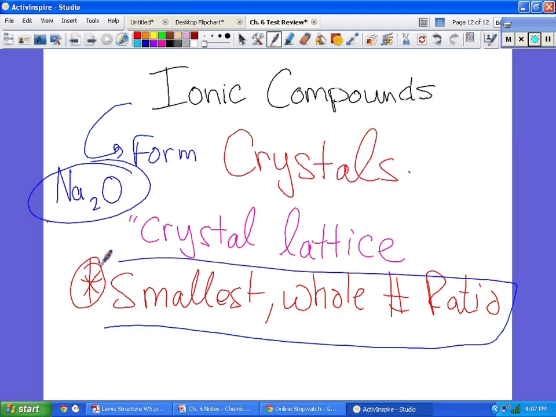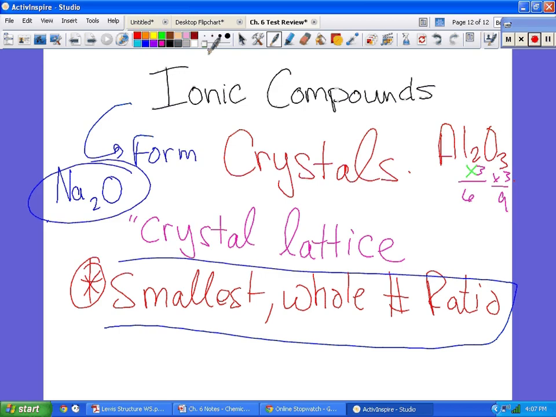Bottom line. You could even go as far as Al2O3. So every time I give you 2 aluminums, how many oxygens? 3. If I gave you 6 aluminums, how many oxygens? 9. Very good. How did I do that? Well, 2 times 3 is 6, and 3 times 3 is 9. I just wanted to show you the smallest whole number ratio.